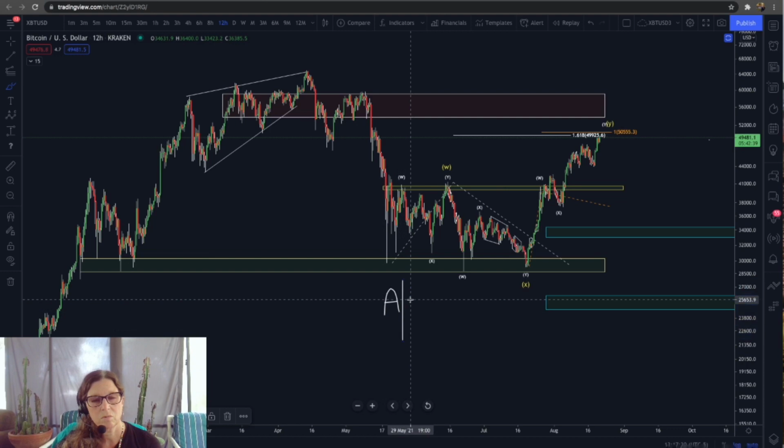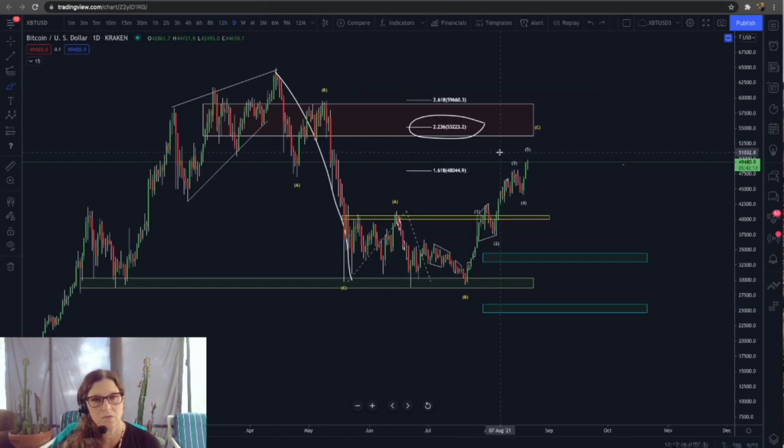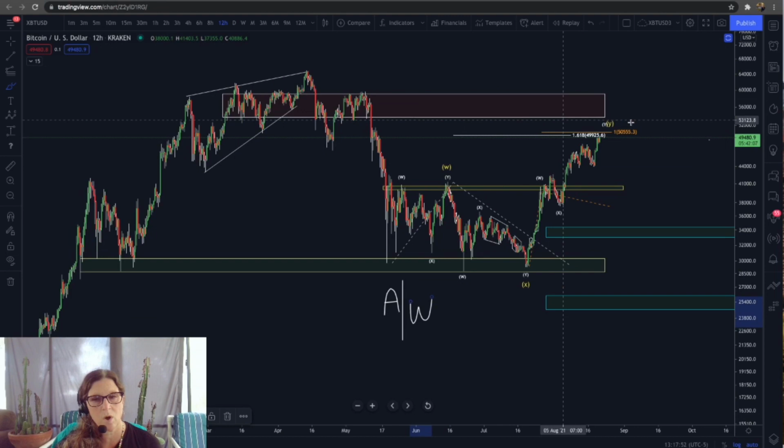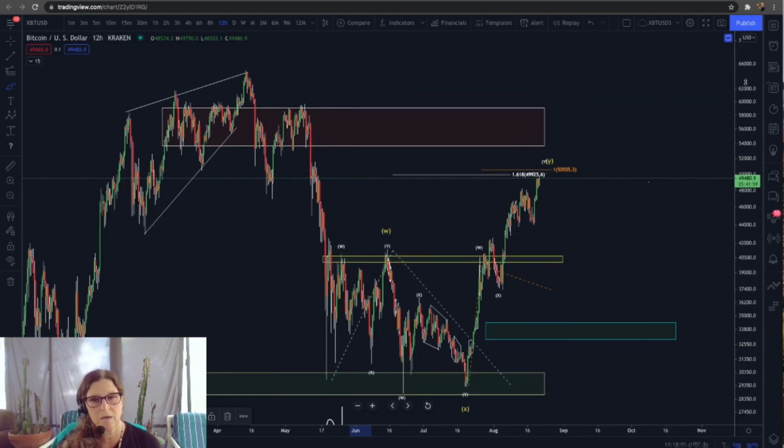Or a W. The only difference is I'm labeling this W, X, and we've come up in 3 waves instead of 5, and it's going to be a Y. If we start breaking 50,500, this count is not accurate. The WXY count. But this count is still on the table of it being an A, a B, and a C. It's just a WXY cannot go as high as an ABC.